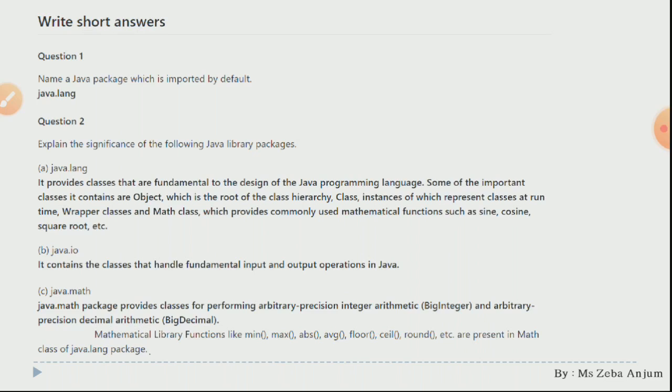Integers also have quite a lot of divisions. Yes, divisions on what basis? Either you are having long, or you are having short. Yes, byte. All these are contained under integer, and under your precision decimal we are having float as well as double. Now see mathematical library methods like min, max, abs, average, etc. are present in your Math class.